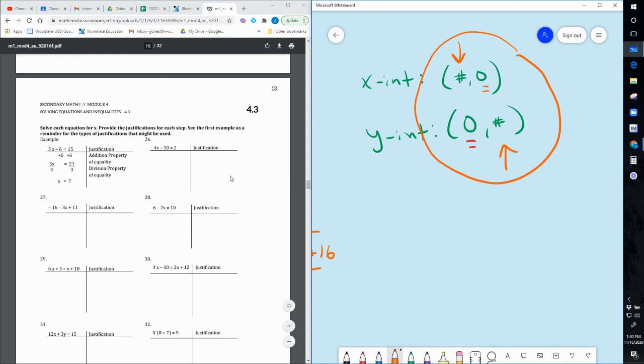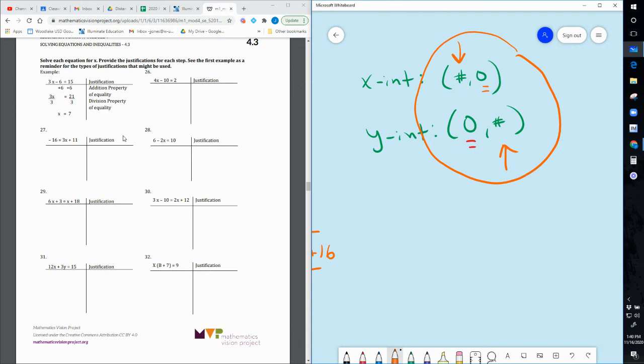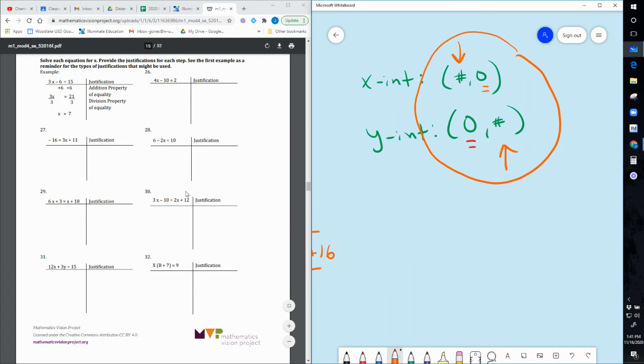All right, and then last but not least, this section I'm going to shorten just a hair, but all you have to do is solve for the variable. It says solve each equation for x, but you don't have to provide any justification. All I want you to do is just get a little bit of practice in there and get x by itself. You'll know you got it right because whenever you plug in the number, your equation will work out. The only ones you won't be able to do that with are number 31 and 32, it looks like, because they have two variables. This one has a y in it and this one has a b in it. But all the other ones should be very simple.